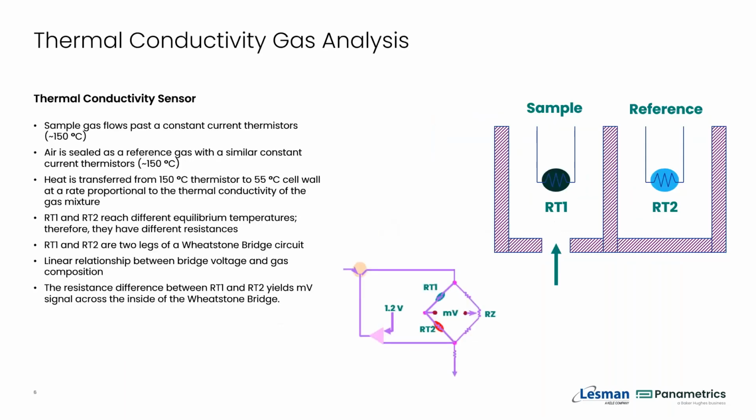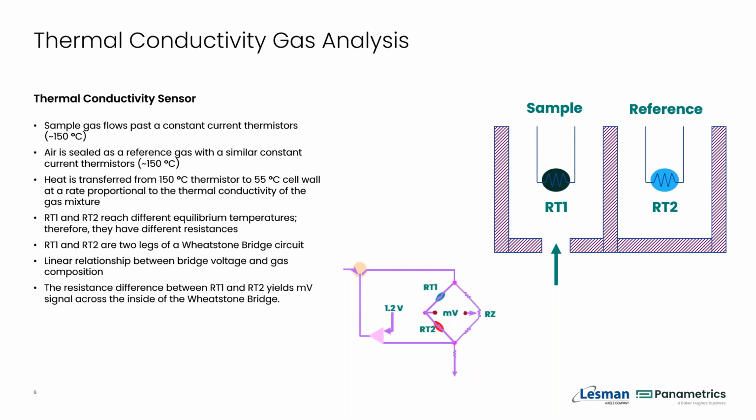How does it work? Physically, how does it work? You require 2 thermistors, one that's sealed in a reference gas, in this case air, and then one that has a sample going through it. These thermistors are kept at 150 degrees C.